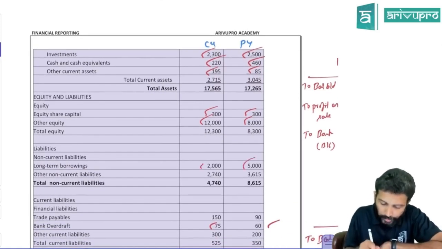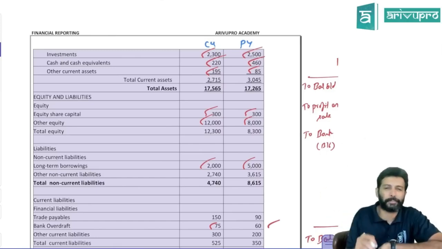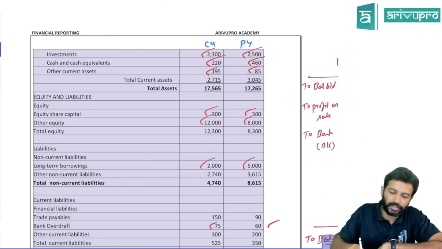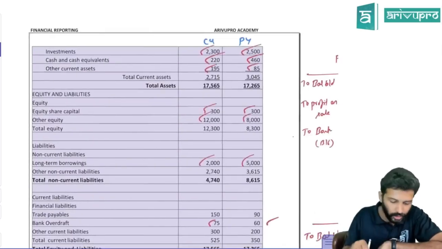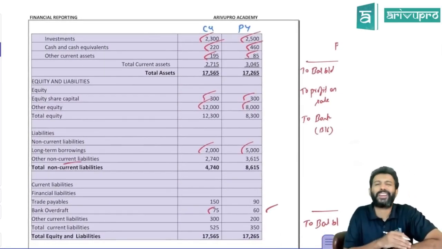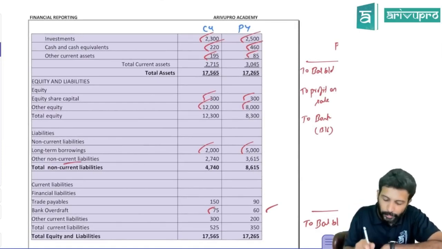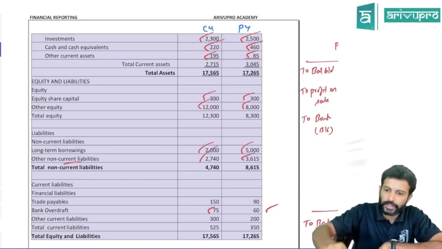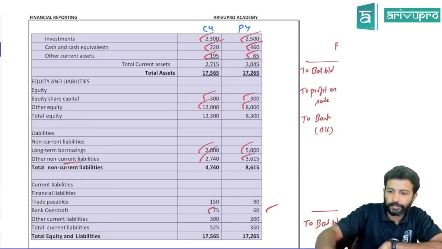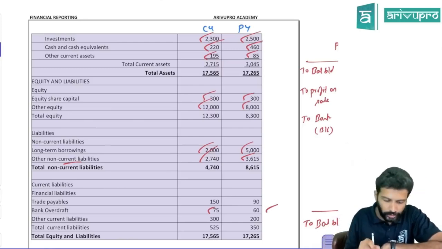Long-term borrowings. 5,000 has become 2,000. So long-term borrowings means your loan. 5,000 has become 2,000 means you have repaid. Repayment of loan is a financing activity. 3,000 you have repaid. So financing activity 3,000 have they taken negative? Yes. Okay. Other non-current liability. Other non-current liability they asked us to assume in the problem to be forming part of operation. So it should come under working capital changes. 3615 has become 2740. So the difference is 3615 minus 2740. So other non-current liability has reduced by 875.